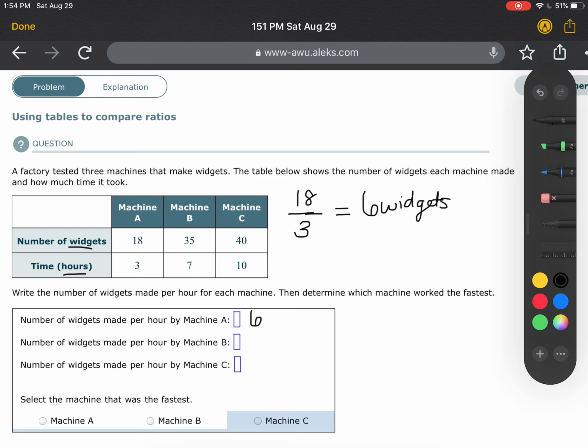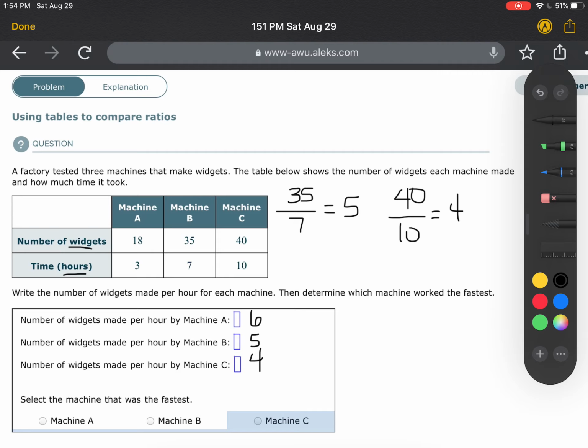Okay, and then for my second machine, I'm just going to go ahead and erase this. My second machine made 35 widgets in 7 hours. So how many is that per hour? Well, 35 divided by 7 is 5. And then my last machine is 40 widgets in 10 hours. So 40 divided by 10 is 4. Okay, and this is what you would be putting in these boxes.